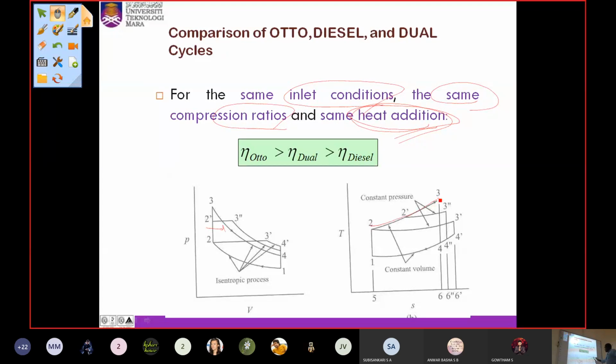2 to 3, 3 dash. So 2 to 3 we will give the heat addition, right? In this case, the thermal efficiency will be in this order: auto followed by dual followed by diesel. So we can compare the same inlet condition, the same compression ratio and same heat addition. The order also holds for the same inlet condition, same compression ratio and the same heat rejection: auto followed by dual followed by diesel.